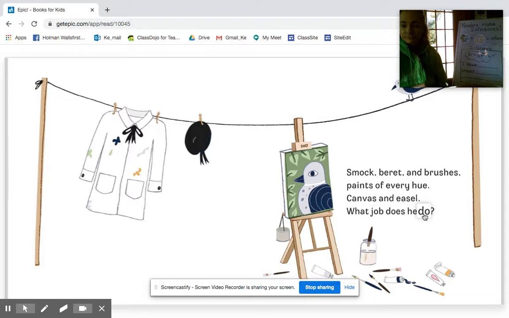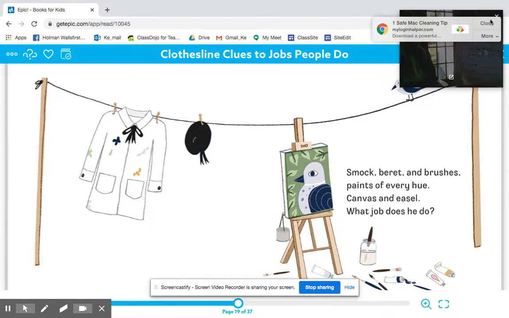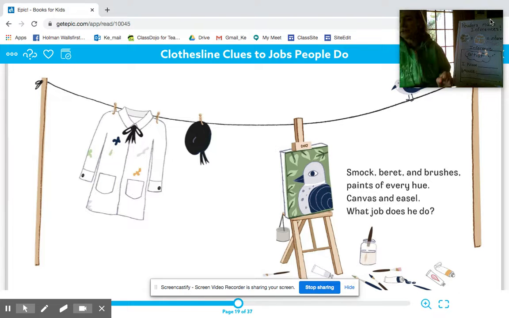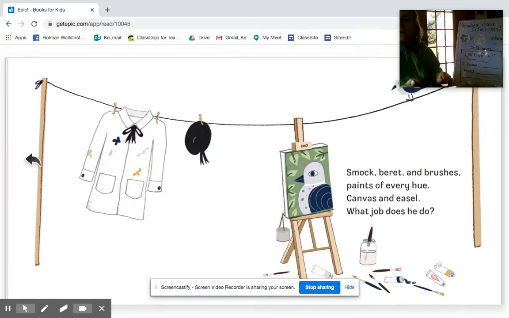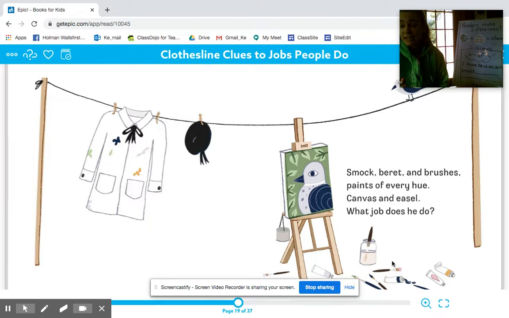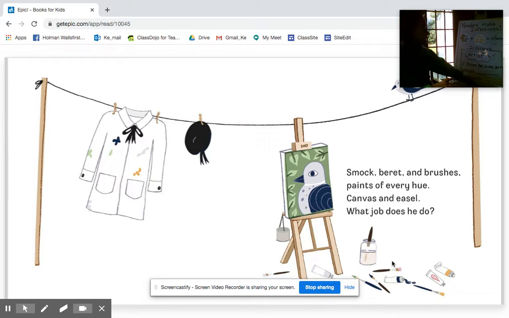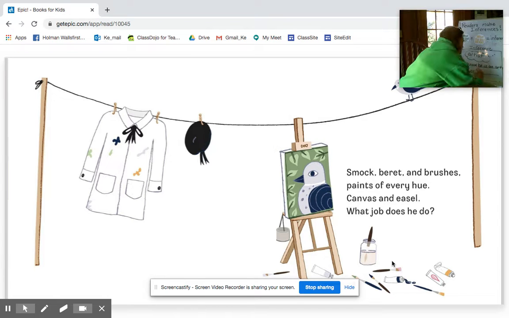Okay, very good. So I'm going to go ahead and write my inference again. This is very dark. Shoot. Okay. I know he was an artist, so I'll write that he is an artist. And Mrs. Holman's going to go off the page a little bit. That's okay. Because you know what really gave it away for me really quick is the paints. Of course, if you can look down here at the paints, I know an artist uses paints. So I'm going to go ahead and write that. I know he is an artist because he has paint.